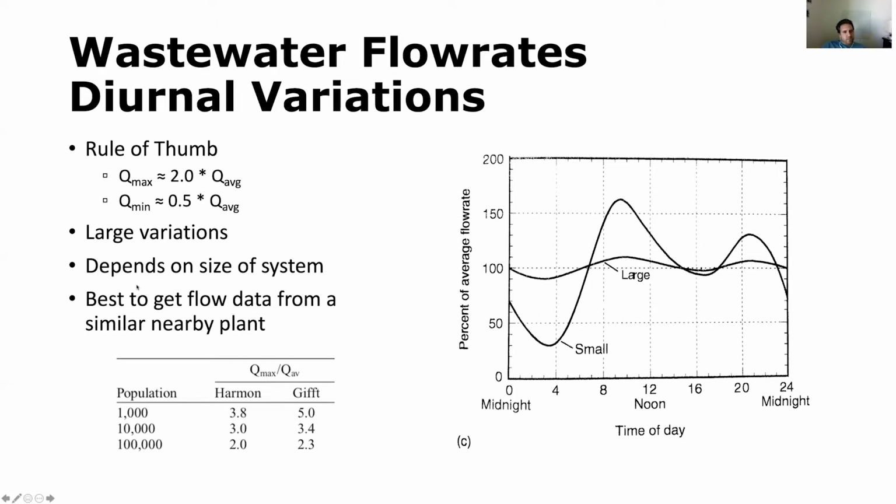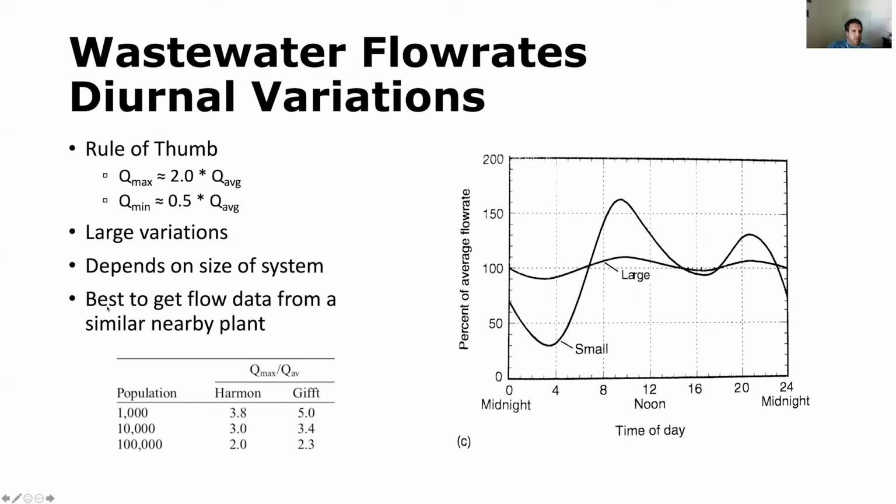So in general, we have some rules of thumb for what the peaking factor might be. Q max is approximately equal to 2 times the average flow rate, and Q minimum is approximately equal to 0.5 times the average flow rate. However, like I mentioned, this can vary from system to system. It depends on the size of the system.